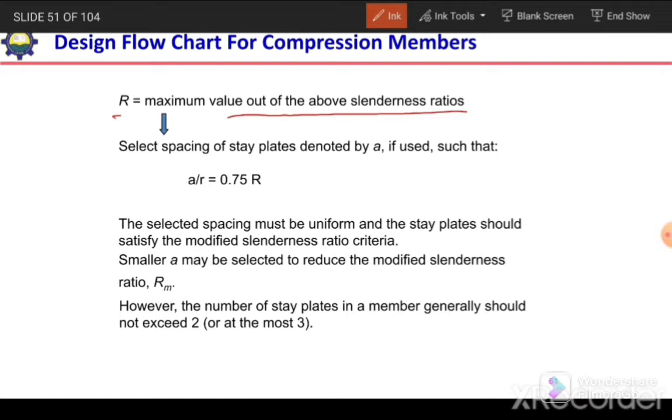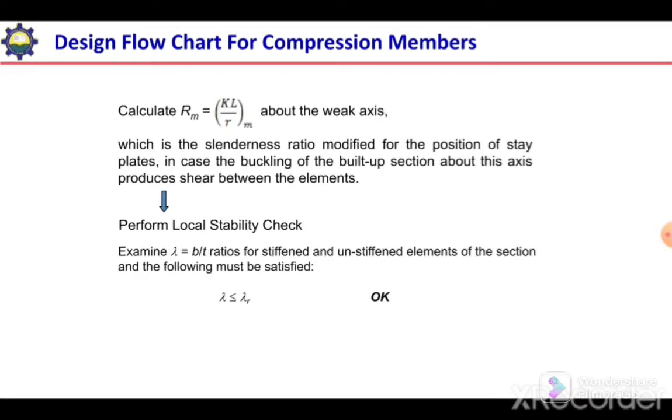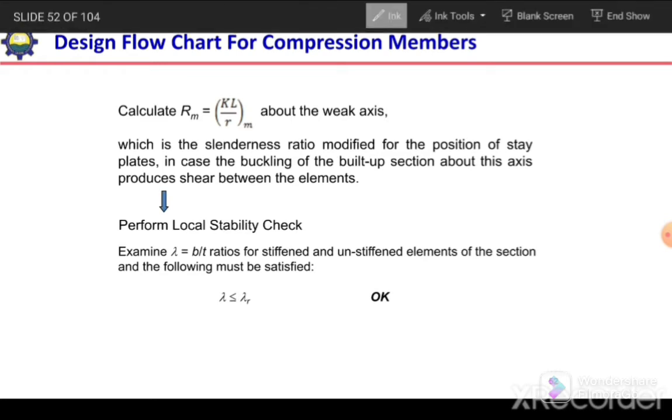So if we have a single angle or W section, or we can say if it is not a built up section, then we need to proceed directly to the local instability check. We need to perform the local instability check.